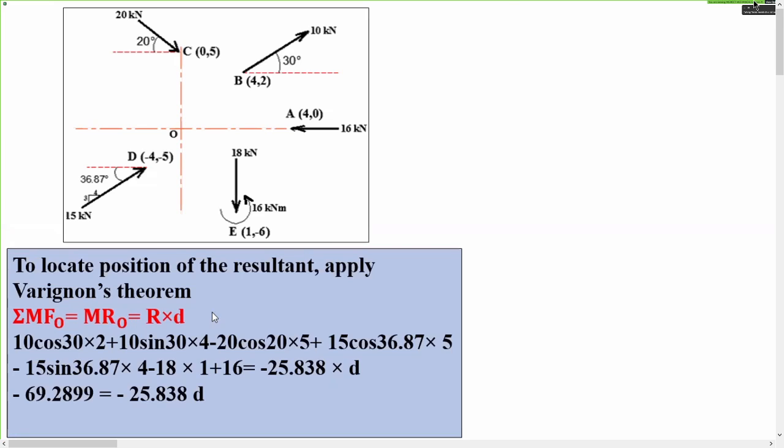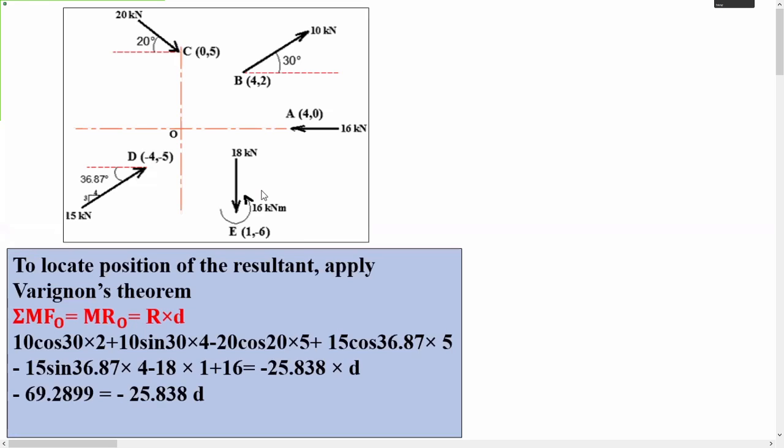Okay, so Varignon's theorem. I was talking about this 16. 16 is the moment itself given. This is the moment of a couple. So no need to multiply 16 by some figure over here. So it is 16, and plus I am considering because it is anticlockwise. Anticlockwise moment we are considering as positive. Clear? So this is plus 16 and is equal to the moment of the resultant.